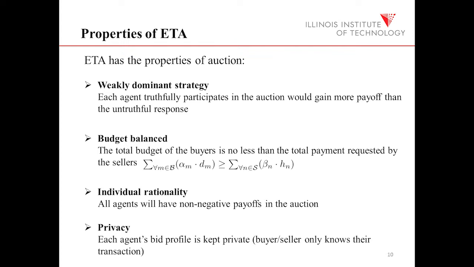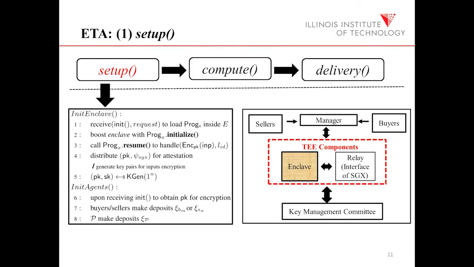And the most important feature of ETA is the privacy guarantee. That is, each agent's bid profile is kept secret. Agents only know the transaction. ETA is executed in 3 phases: setup phase, computing phase, and delivery phase, as shown in the figure.